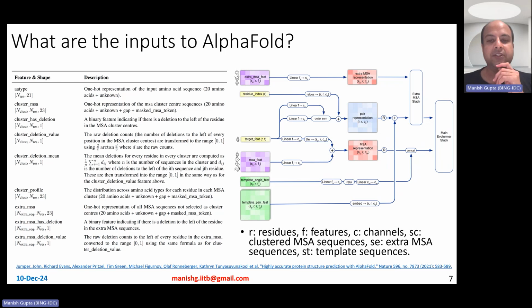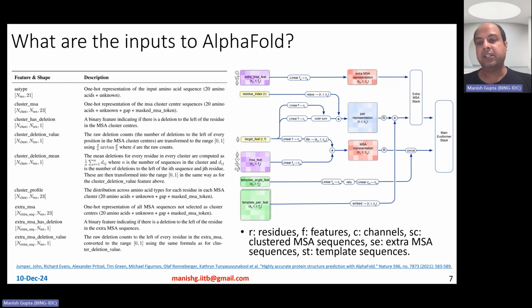Just a note, R is the residues, F is the features, C is the channels or depth, right? Now, specifically, SC is for clustered MSA sequences, so SC is the number of clustered MSA sequences. Of course, S is the overall number of sequences, but SC is the clustered MSA sequences, SE is the extra MSA sequences, and ST is the template sequences. That's basically that.